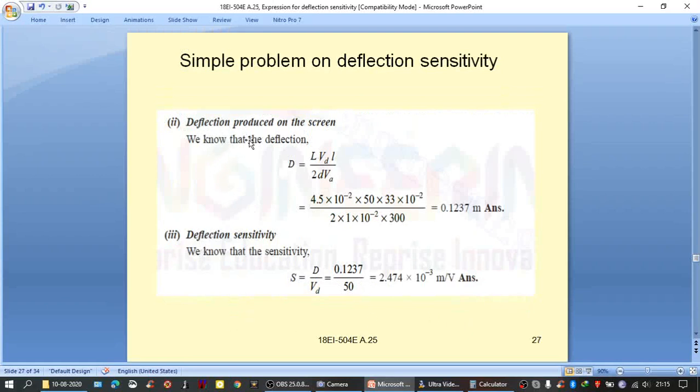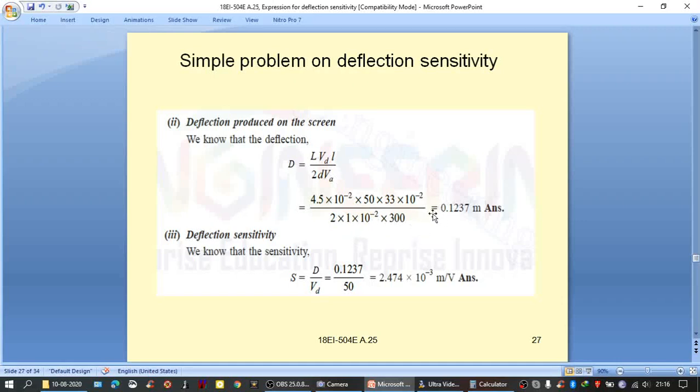Then the deflection produced on the screen. What is the expression for deflection produced on screen? D is equal to L Vd into Ld divided by 2d into Va. So L is 4.5 into 10 power minus 2, Vd is 50, Ld is 33 into 10 power minus 2, divided by 2 into distance d, which is 1 centimeter, that is 1 into 10 power minus 2, Va is 300.